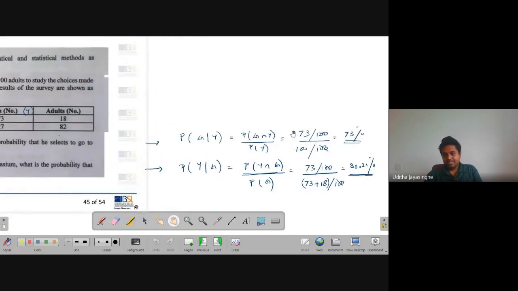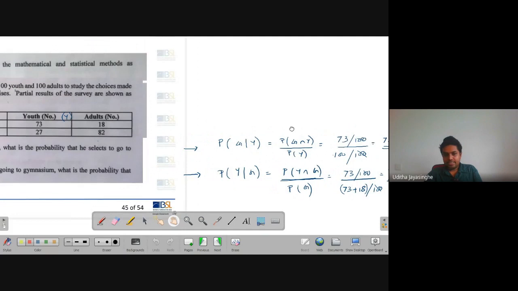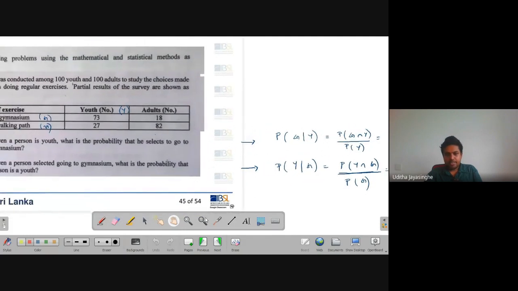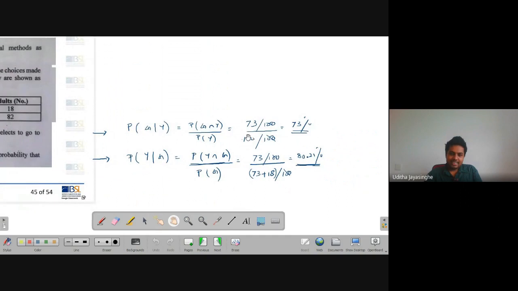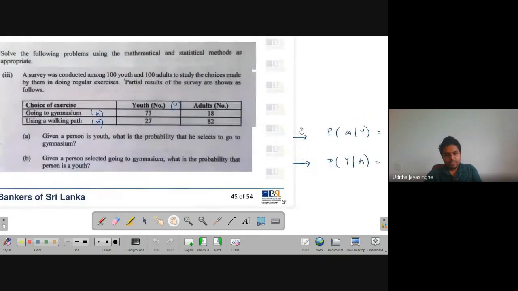Given, going to gym and youth is going to be 73 divided by 100. Yeah, 73 divided by 100 divided by what is the probability of Y? Now, why do I really need to calculate the probability of Y? Is just for the calculation of the equation, but see the fact that it is eventually Y itself, 100 divided by 100. So the answer, first part, given the person is youth, what's the probability that he's going to the gymnasium? So eventually you are limiting your discussion to this particular area. It's 73 divided by 100, or 73% is the answer.